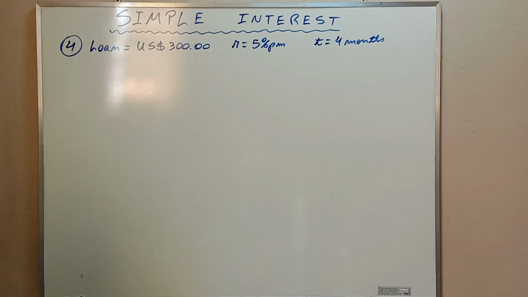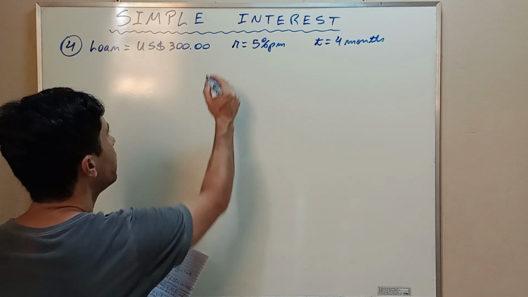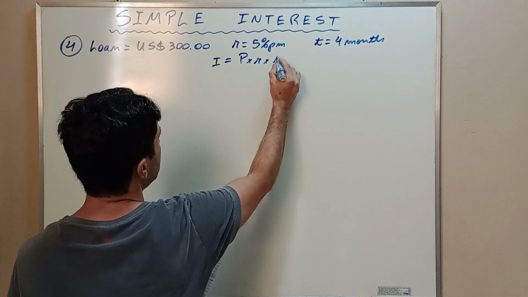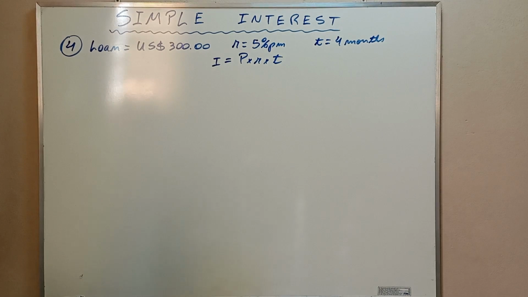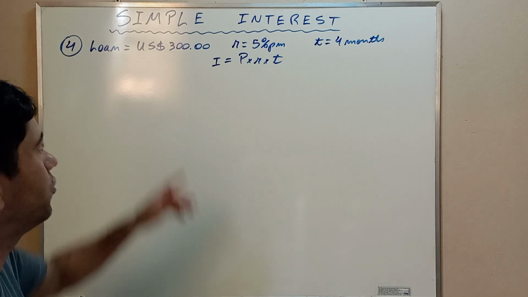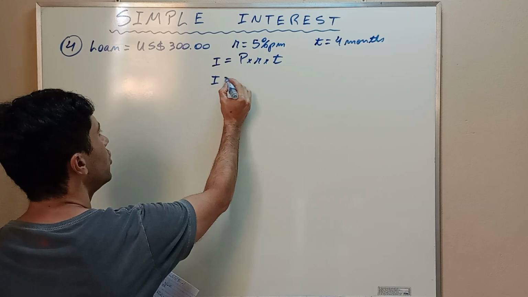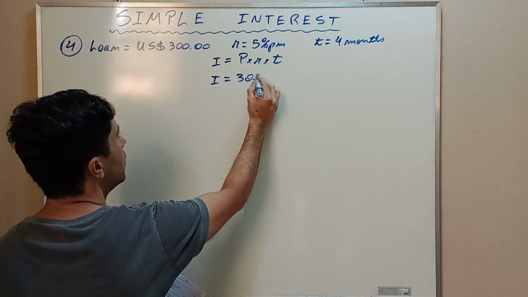Alright, to find the total interest paid by Oliver, we use the simple interest formula, and we already know that the interest is equal to principal times the rate times time, in which the principal amount is $300, the monthly interest rate is 5%, and the time 4 months. Okay, we can simply plug in the values. We're going to substitute the values in the expression, and we are going to find that the interest is equal to the principal 300 times the rate.